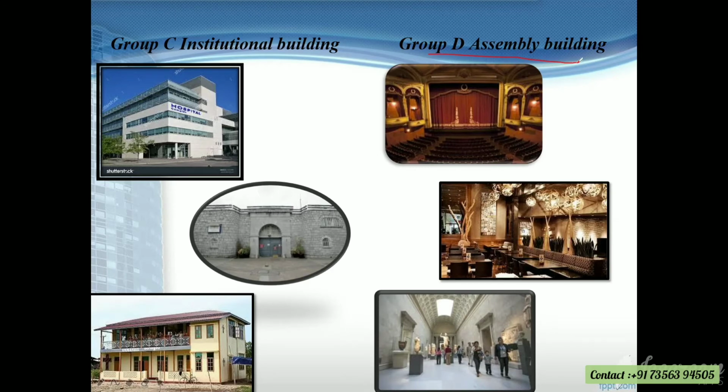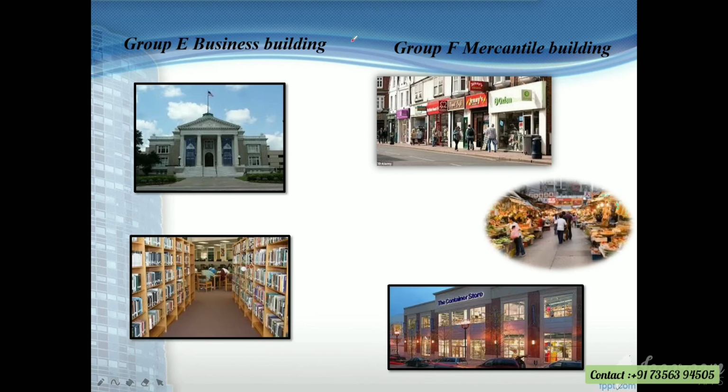Group D, assembly building. So assembly, the name itself represents that there is a gathering of people. So wherever there is a gathering of people in a building, such kind of gathering places will come under assembly building.